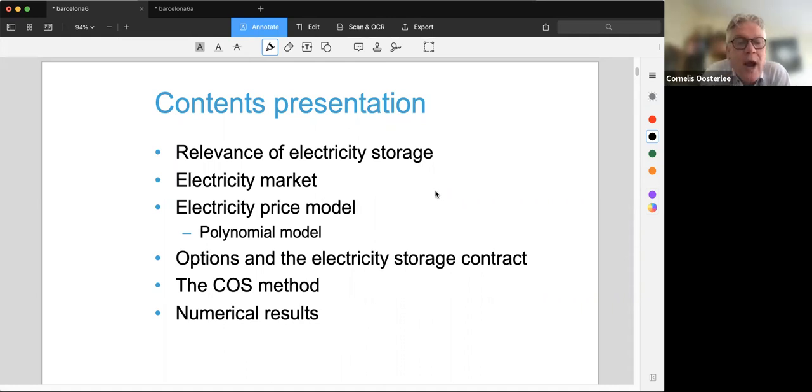And why did I decide to do this? Well, I think it's nice to see for a polynomial process how we work with the cost method regarding the characteristic function. And also the electricity storage contract is just a little different from what we have seen so far. So I think that is interesting.